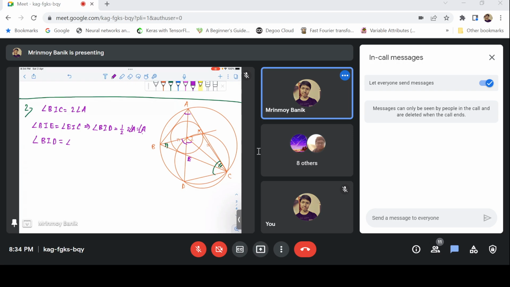Just a minute. Is that true? I don't think so. But this is not the circumcenter, right? So why should it be? Just a minute. PCD. So KCDI is a cyclic quadrilateral.